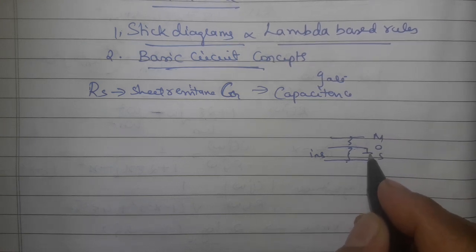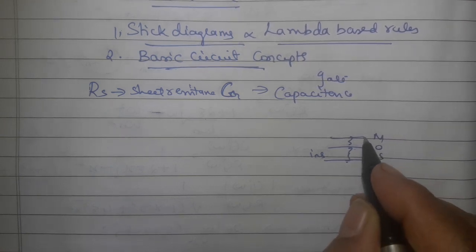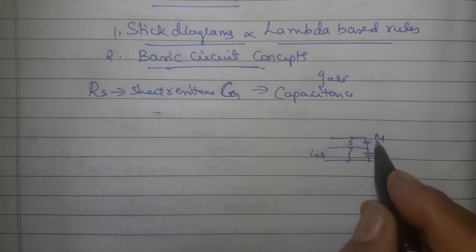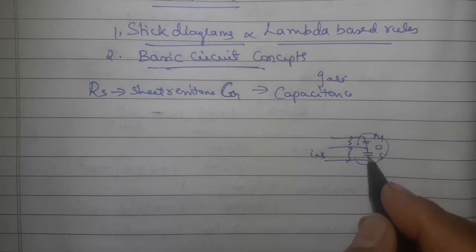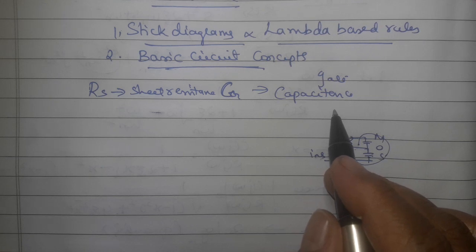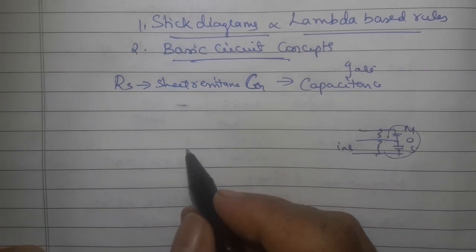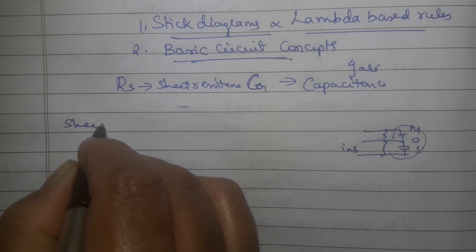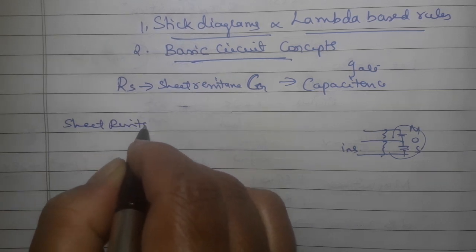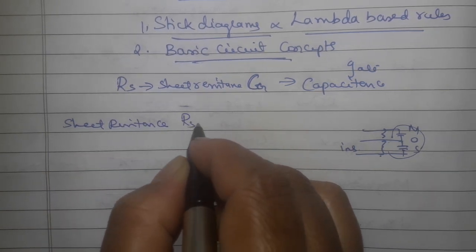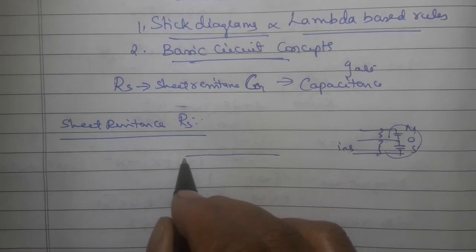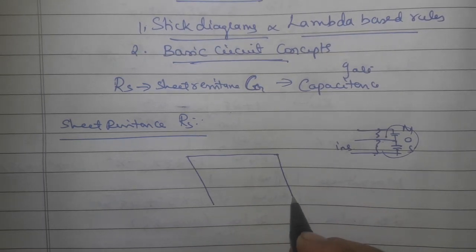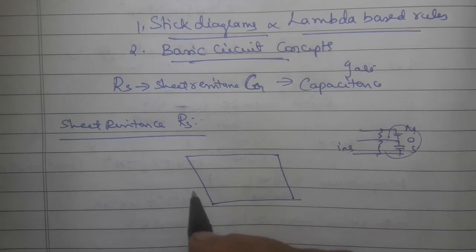There is a formation of a capacitor in between your layers. We need to see how to calculate the value of this capacitance, and that is called your Cg, that is your gate capacitance. First, let us start with sheet resistance, Rs. As I had told you, we are seeing the layer as a sheet.